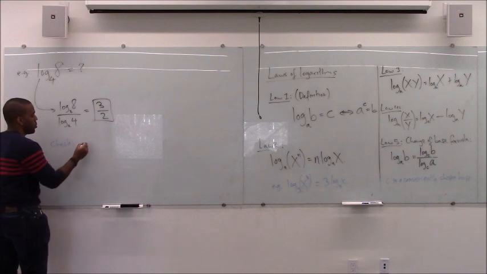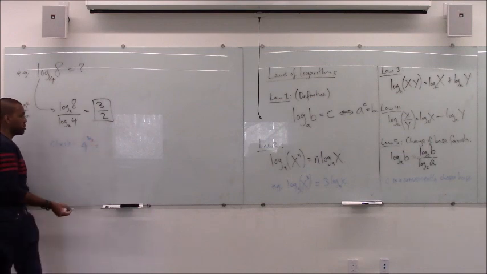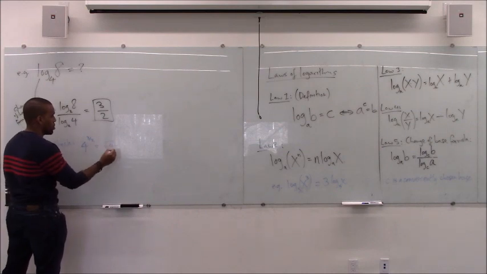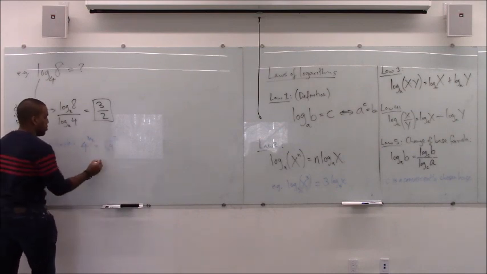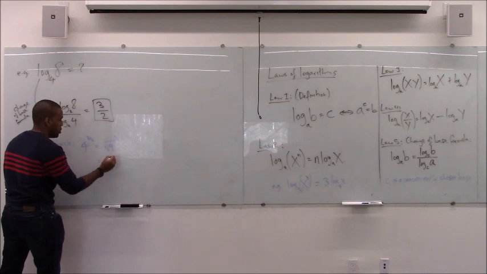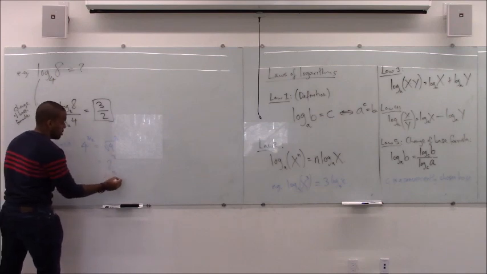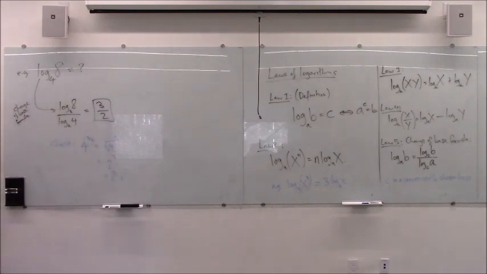And you can check this, right? If you take 4 raised to the 3 over 2, by the laws of exponents, that's just the square root of 4 cubed. Well, that's just 2 cubed, and that's 8. That's the answer. So base 4 wasn't very convenient. Base 2 was a lot nicer. I could get to the answer by switching to base 2.